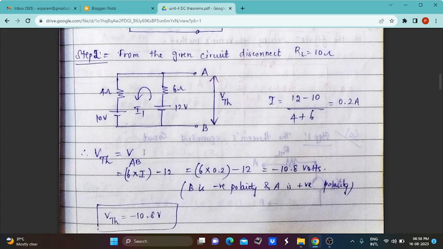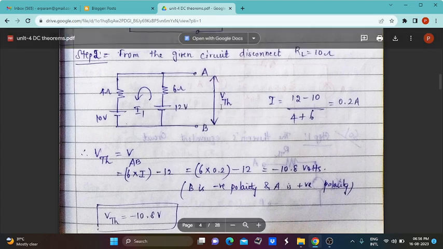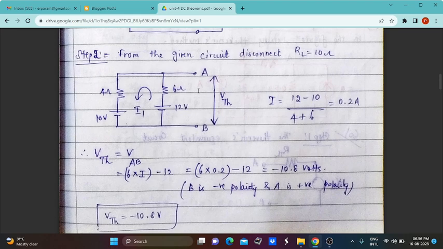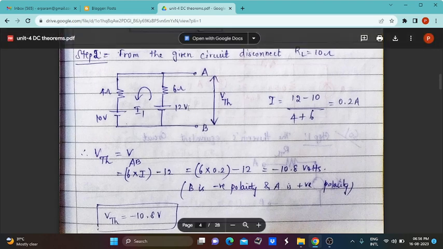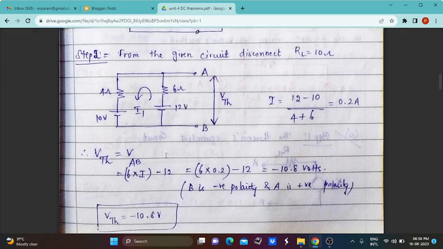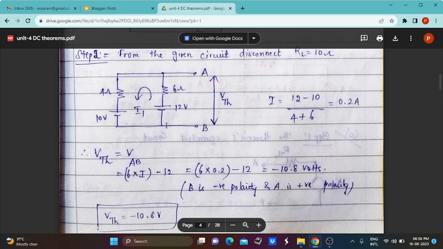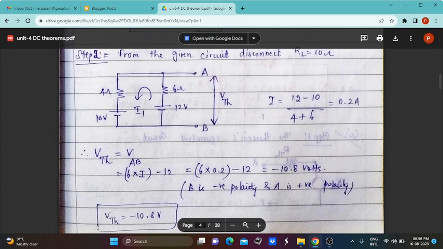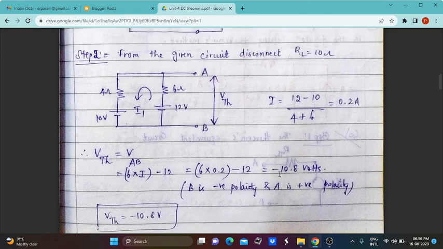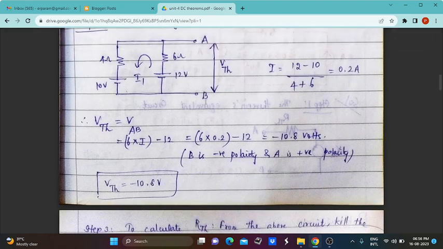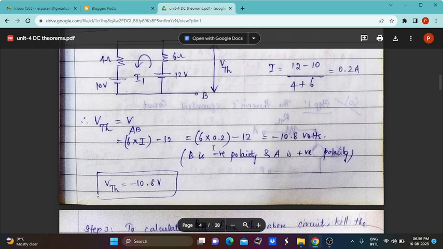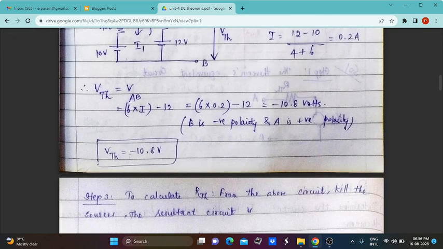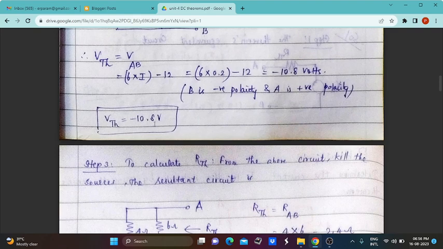And VTH, which is equal to VAB, that means the voltage in between these two terminals, is the open circuit voltage, because we removed the load resistor RL. So VTH is equal to VAB is equal to VOC, which can be determined by 6 into I, where 6 is the resistor value and the current is I, minus 12 volt. So now 6 into 0.2 minus 12 is equal to minus 10.8 volts. From this we can identify B terminal is a negative polarity terminal and A terminal is a positive polarity terminal. So finally we get VTH equal to 10.8 volt or minus 10.8 volt.